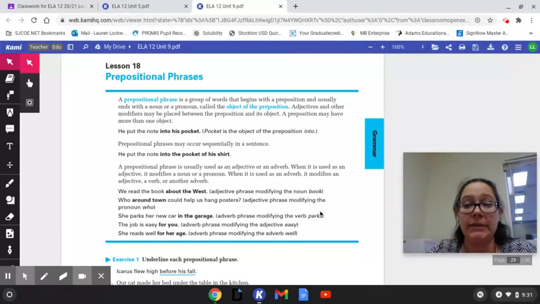Adjectives answer questions like what kind, how many, which ones. If we're talking about a noun, a person, place, thing, or idea, here I have the noun book. What kind of book? How many books? Which one? Which book? Those questions will be answered with an adjective. If I have a verb or an action word like parks, an adverb can describe that verb by answering the questions when, where, how.